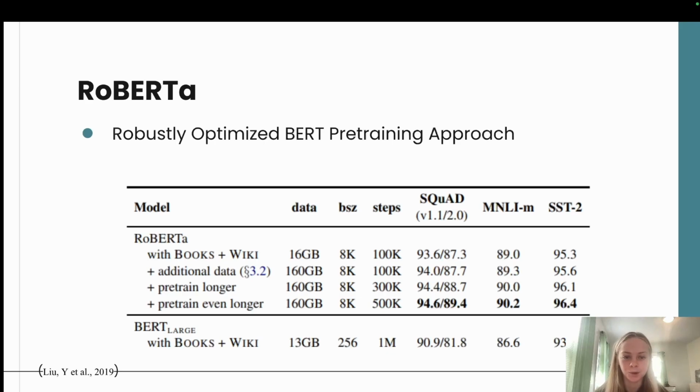RoBERTa stands for Robustly Optimized BERT Pre-Training Approach, which is an extension of the BERT model previously discussed. This model is improved by a different pre-training approach, which removes next sentence prediction and trains over longer input sequences and larger datasets. This graph here shows the difference between RoBERTa and BERT in terms of the SQuAD metrics. As you can see, it's improved, and the additional pre-training helps make the model more effective.